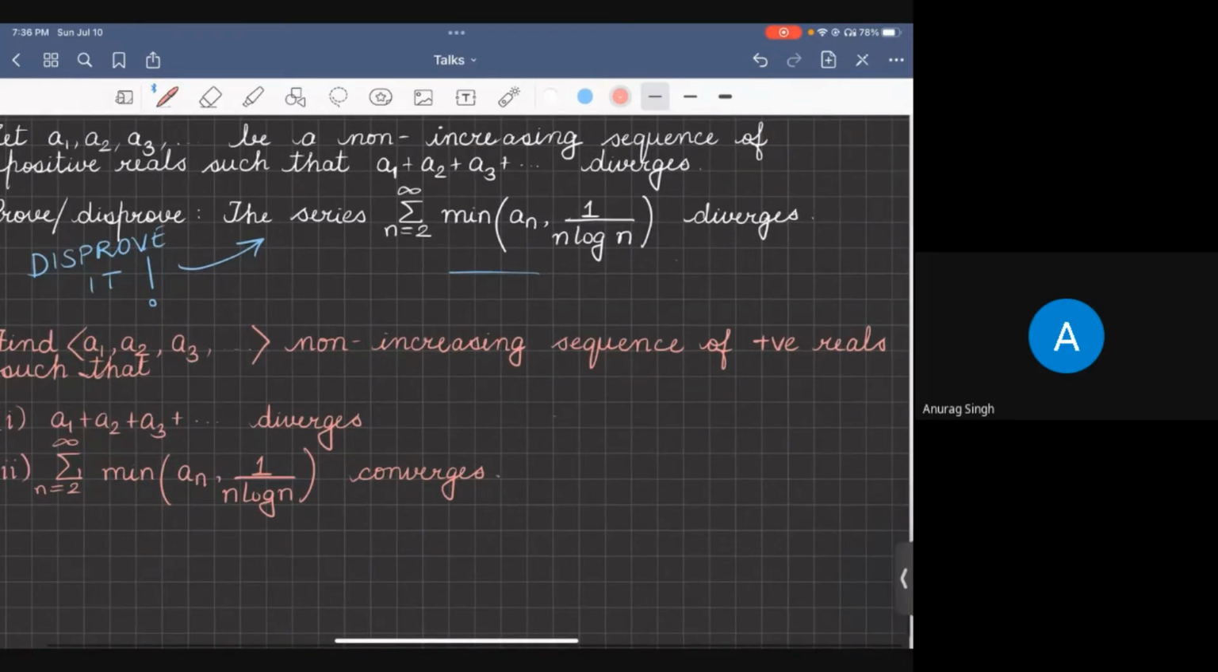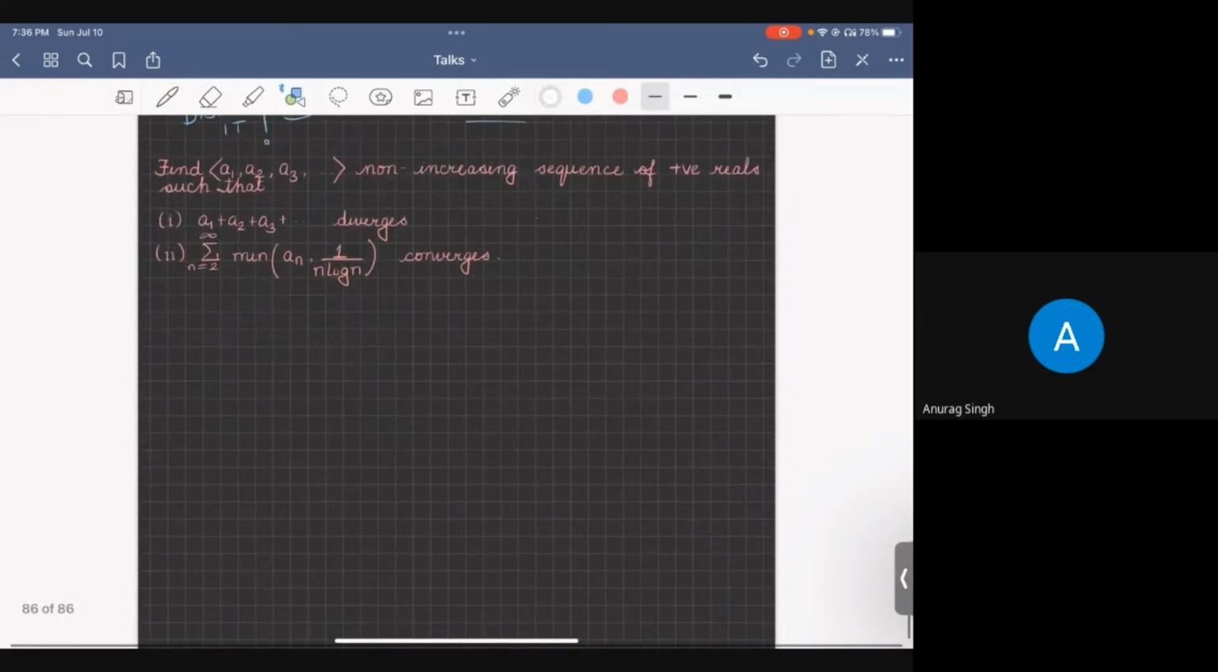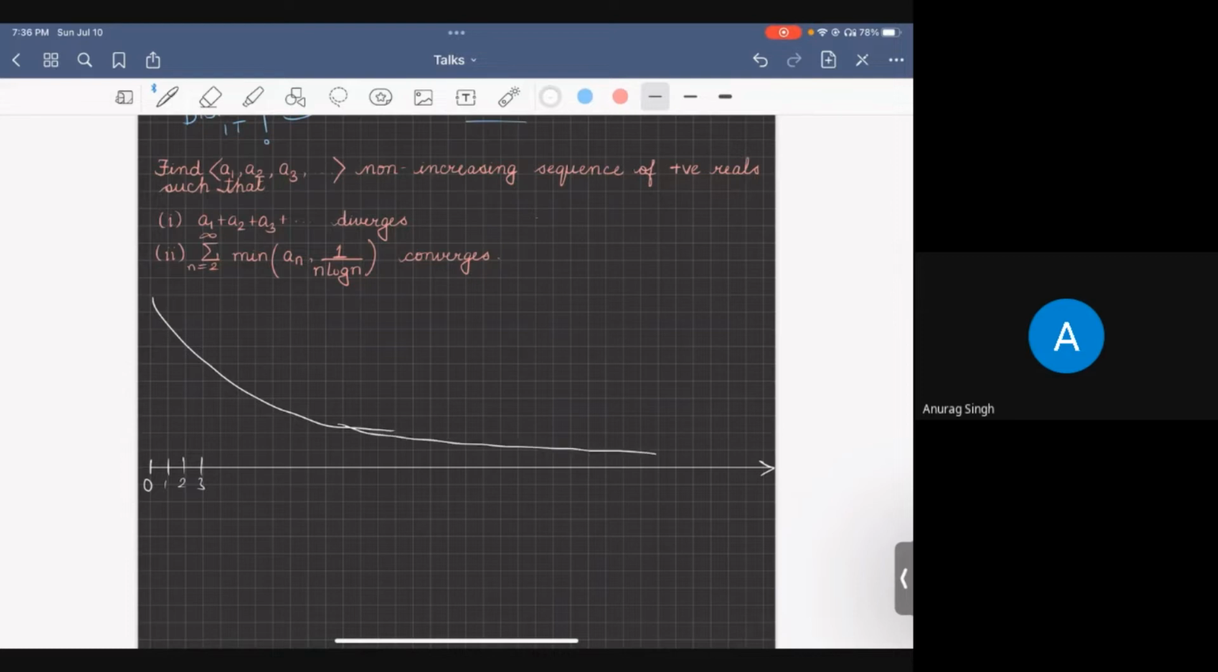So what if you have something of this sort, right? So we have this along the line, and this is zero, one, two, three, etc. And so for a long time, a_n is bigger than this n log n. I don't know how n log n looks like, I assume it looks like this, right? And then maybe a_n is initially larger, and then for a big proportion it becomes smaller, and then for an even bigger proportion it becomes larger, etc.